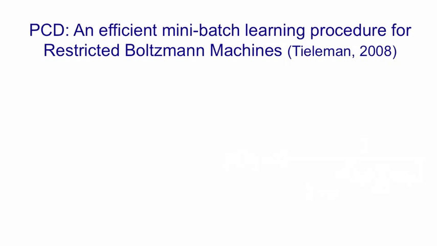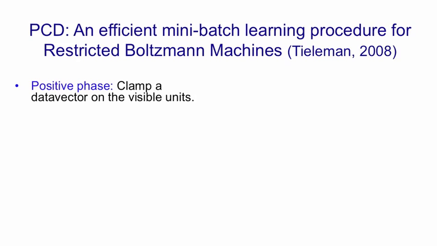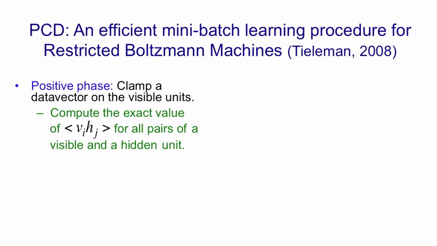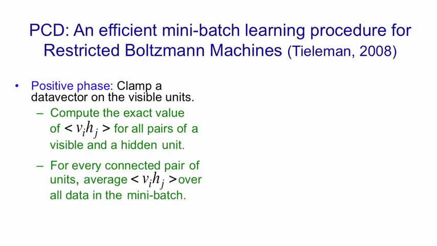If you want to make a good model of a set of binary vectors, then the right algorithm to use for a restricted Boltzmann machine is one introduced by Tieleman in 2008, that's based on earlier work by Neal. In the positive phase, you clamp a data vector on the visible units. You then compute the exact value of the expectation vi hj for all pairs of a visible and a hidden unit. And you can do that because vi is fixed and you can compute pj exactly. And then for every connected pair of units, you average the expected value of vi hj over all the data vectors in the mini-batch.